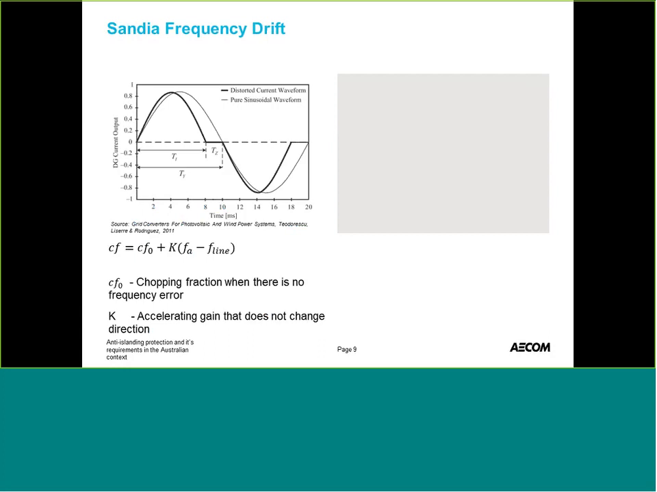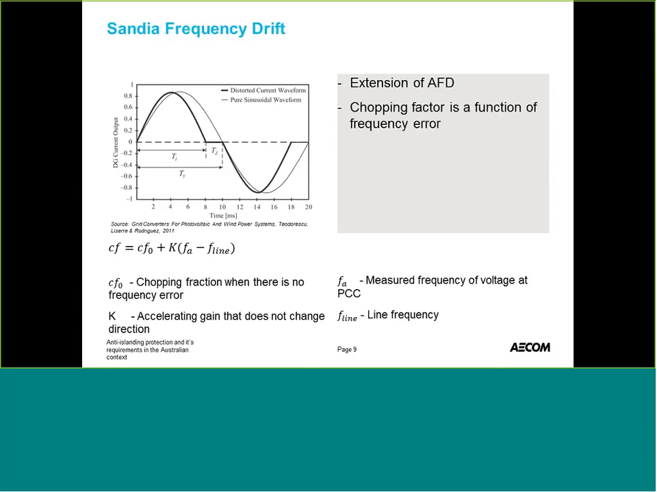So the chopping fraction where there is no frequency error is the CF0 value, and then you've got this accelerating gain that doesn't change direction, but it tries to multiply the frequency error. So FA is your measured frequency of the voltage at the PCC, and FL is the line frequency. So it's an extension of the active frequency drift method. The chopping factor is a function of frequency error.